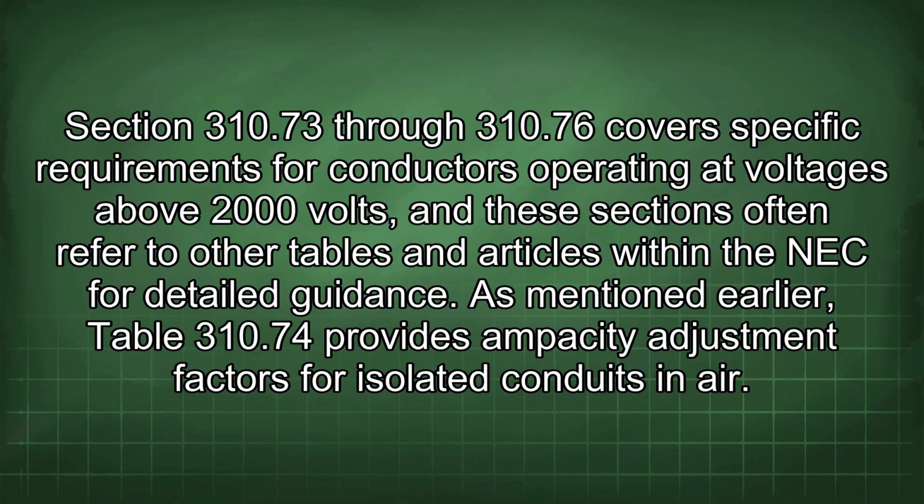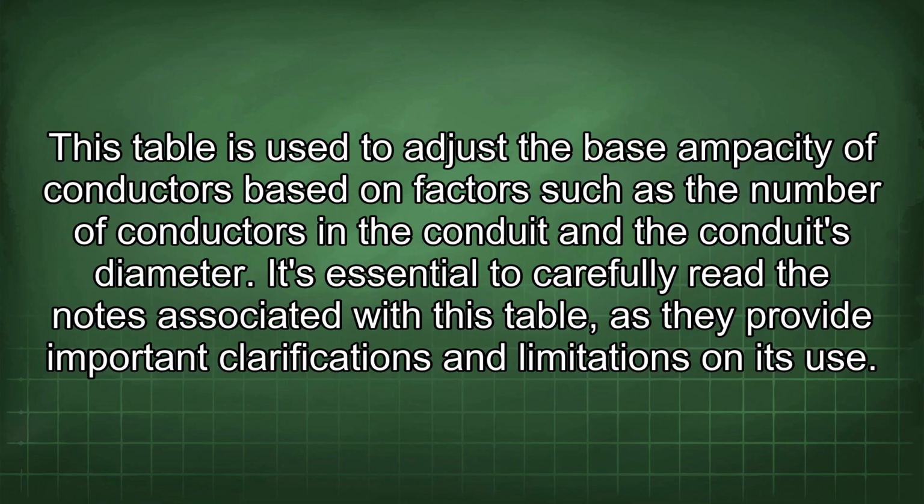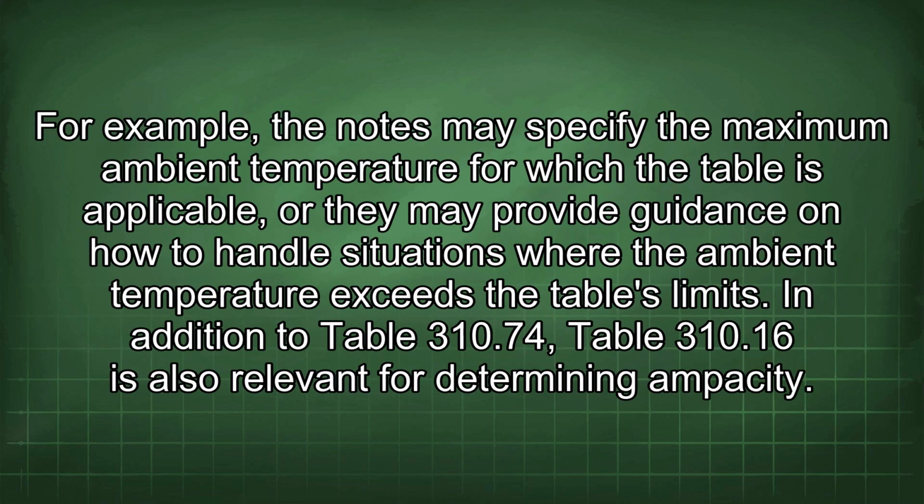As mentioned earlier, Table 310.74 provides ampacity adjustment factors for isolated conduits and air. This table is used to adjust the base ampacity of conductors based on factors such as the number of conductors in the conduit and the conduit's diameter. It's essential to carefully read the notes associated with this table, as they provide important clarifications and limitations on its use. For example, the notes may specify the maximum ambient temperature for which the table is applicable, or they may provide guidance on how to handle situations where the ambient temperature exceeds the table's limit.